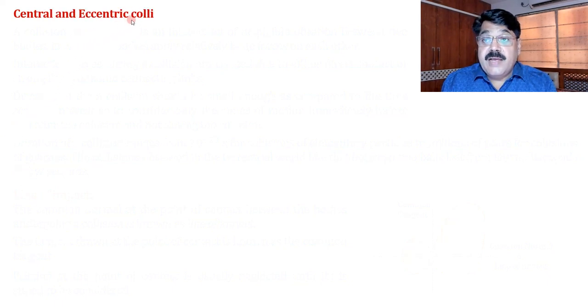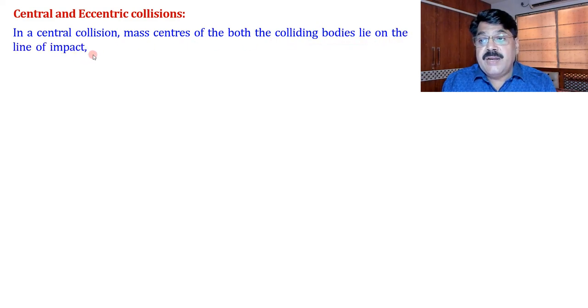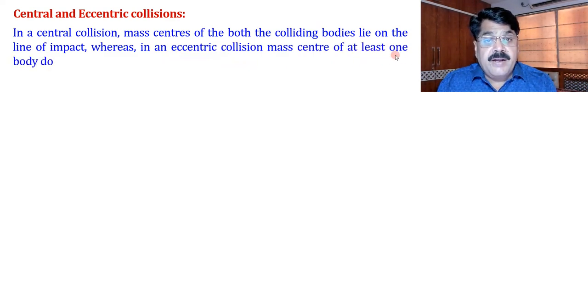Central and eccentric collision. So these are two types of collision: central collision and eccentric collision. Let us see what they are. In a central collision, mass centers of the bodies lie on the line of impact, whereas in an eccentric collision, mass center of at least one body does not lie on the line of impact.